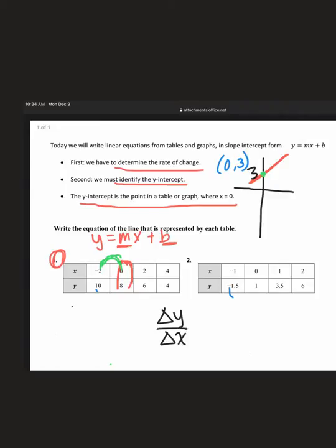What's the change from here to here? Plus 2? It's 2.5, right? 2.5. And then how much is the x value changing by? Plus 1. So, our rate of change is 2.5 over 1. Or, if you want this as a fraction, I would convert this. How do I write 2.5 as a fraction?